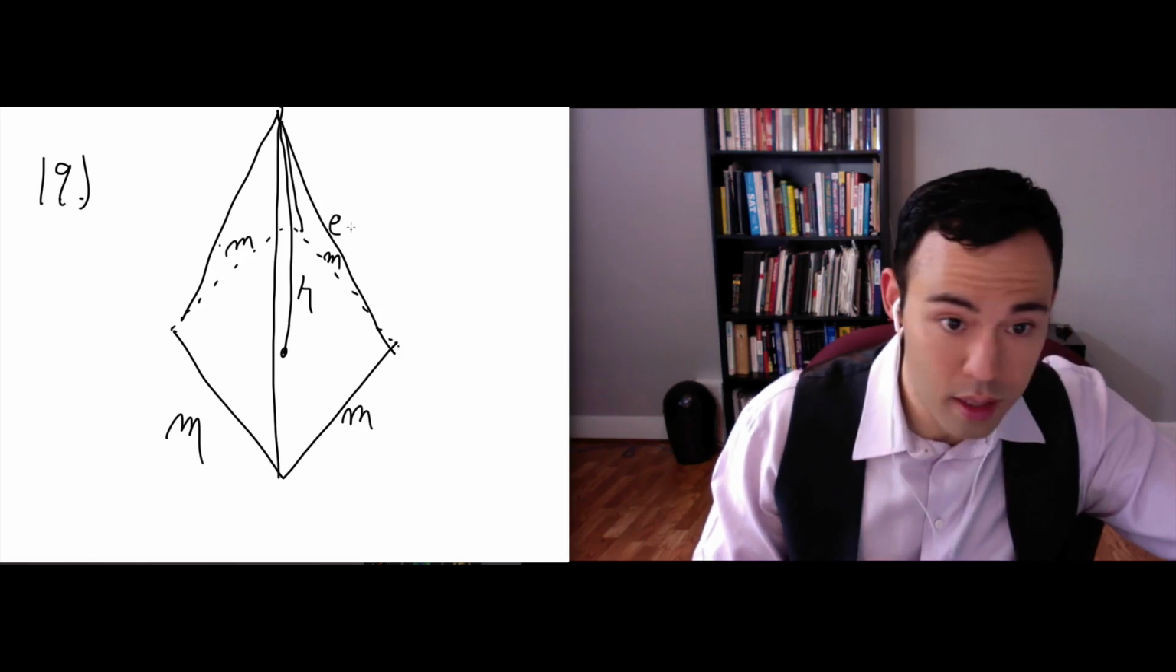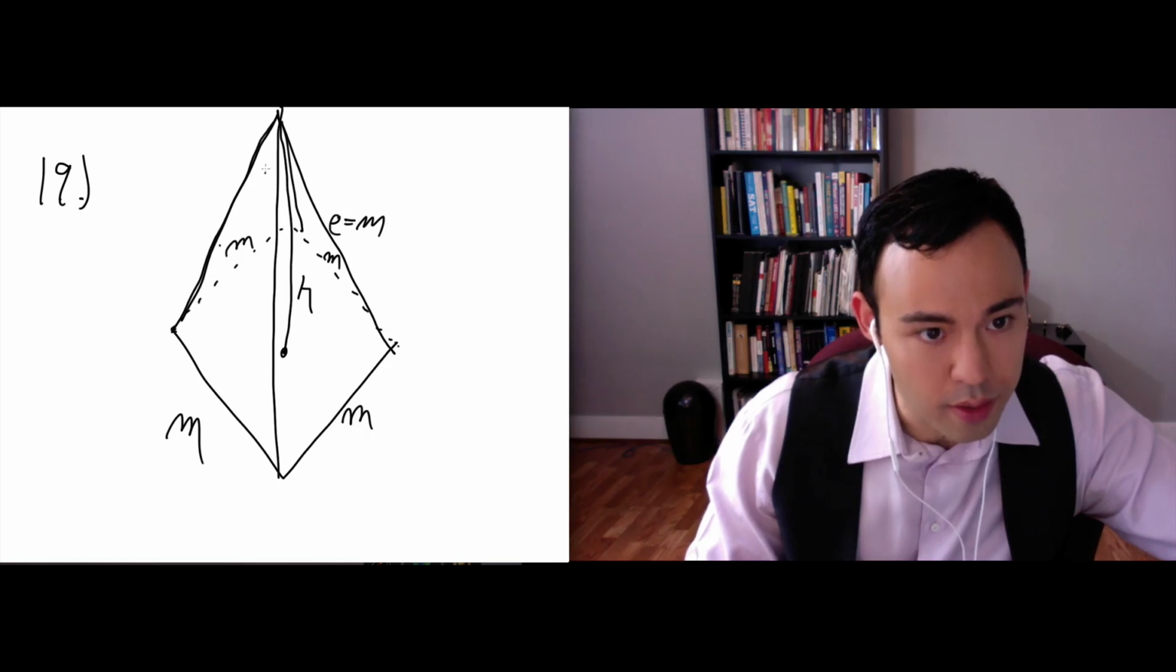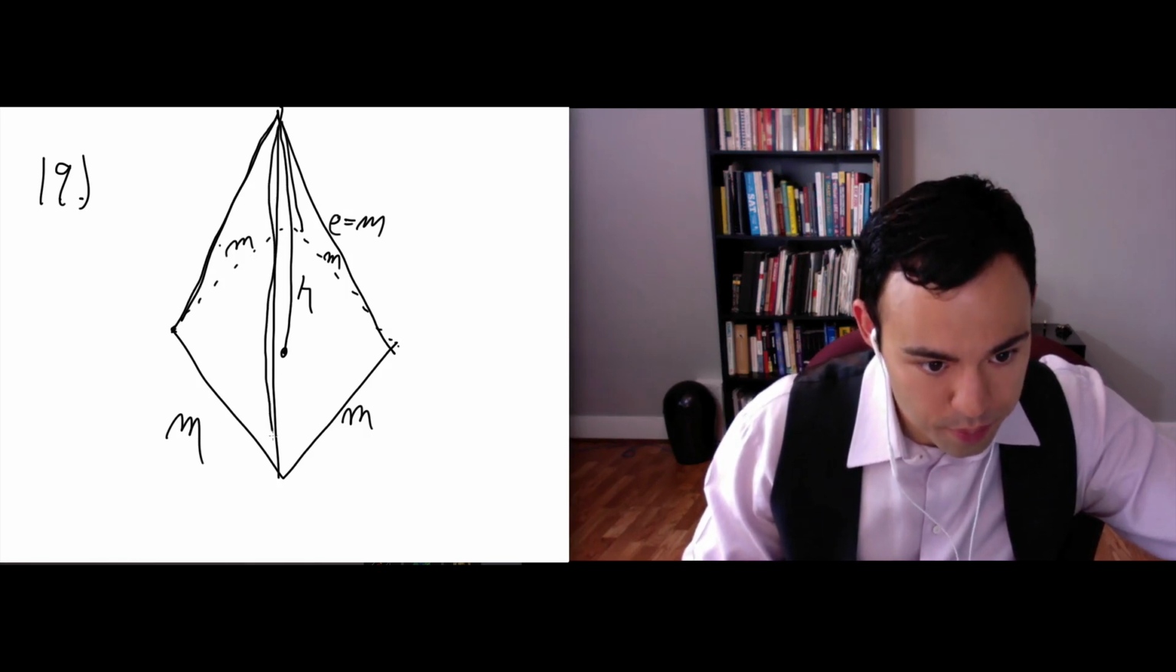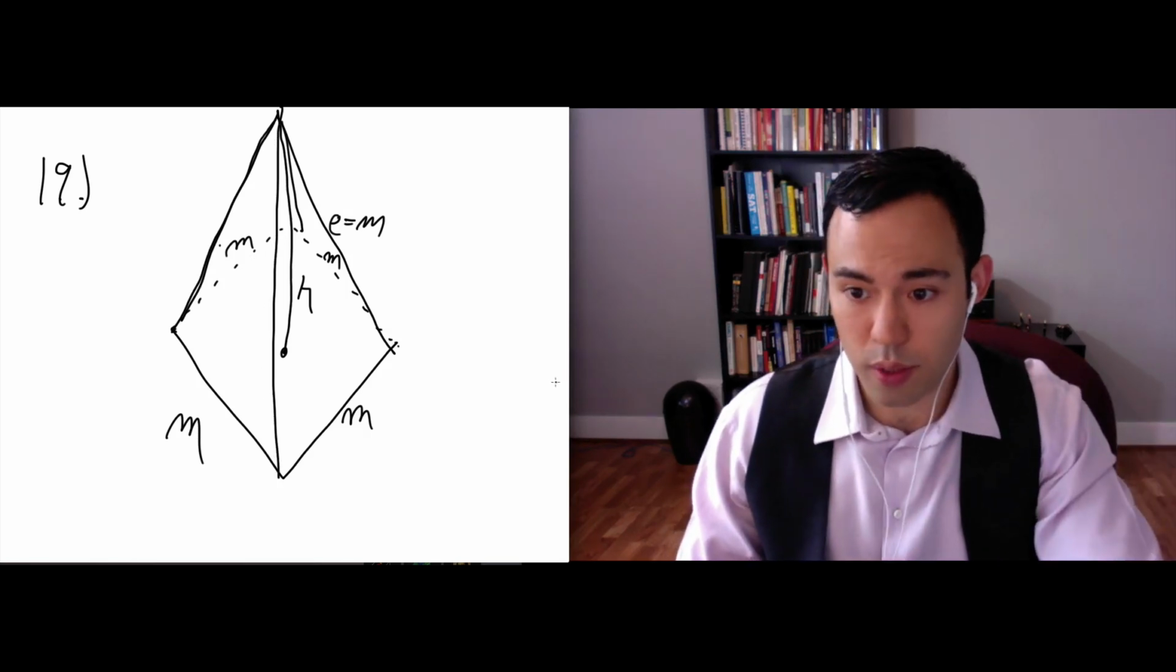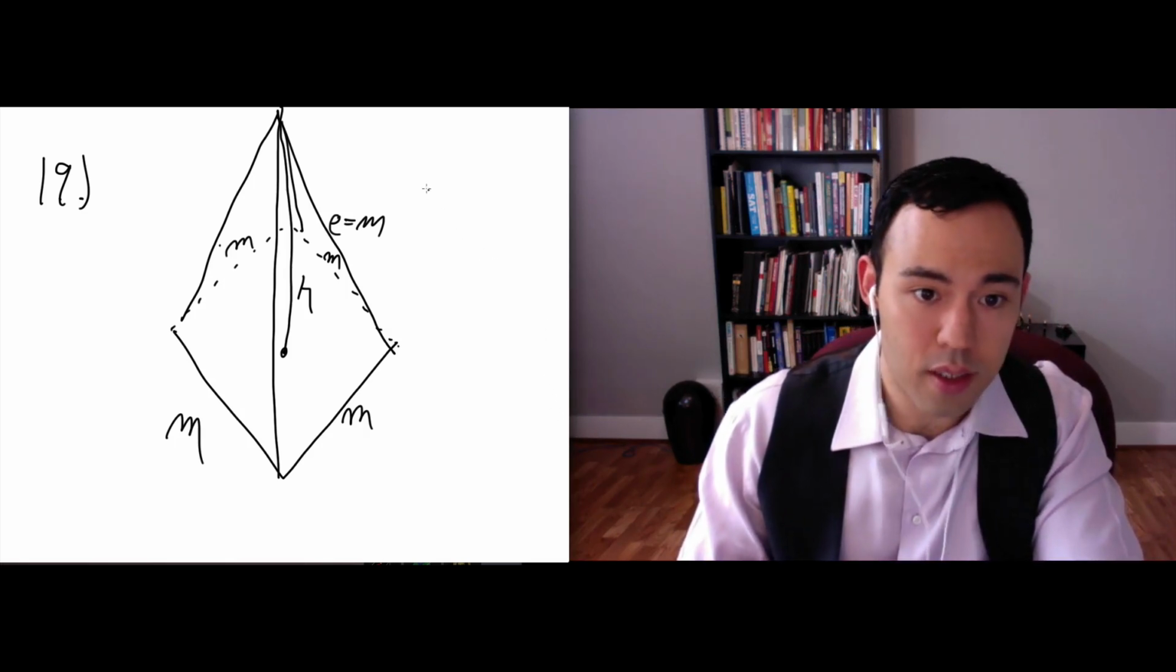And then it tells us that e equals m. That means all of these edges here are equal to m, which means the figure is actually really quite not drawn to scale. So if e equals m, what is the value of h in terms of m?